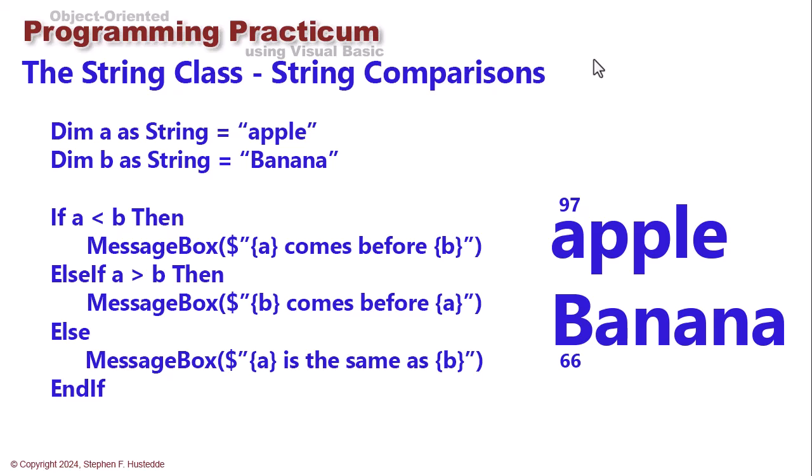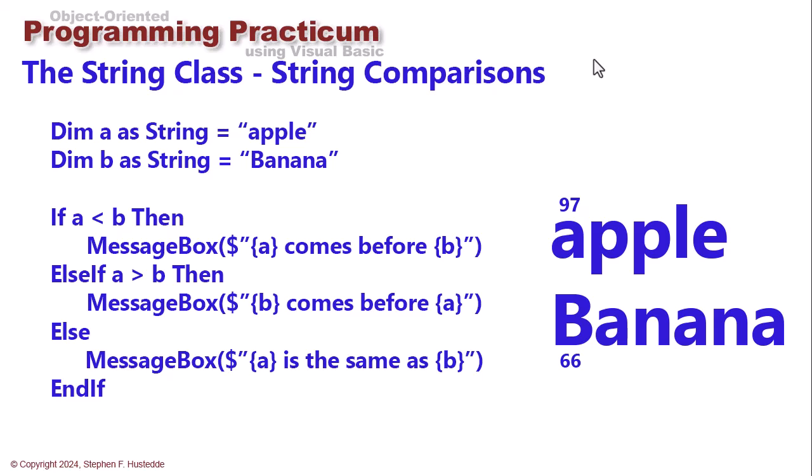It goes to the else if A is greater than B, well 97 is greater than 66, then it's going to execute this message box that will result in banana comes before apple. Otherwise, the else would be if they were the same.